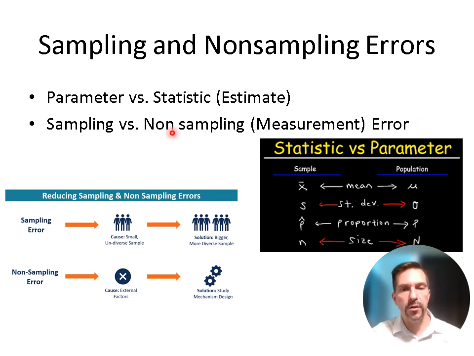Is different from non-sampling error. What kind of non-sampling error can you induce? There are many. A typical non-sampling error will be measurement error. We've already discussed this a little bit, and when I talk about measurement, I'll get into more detail about how to deal with measurement error.